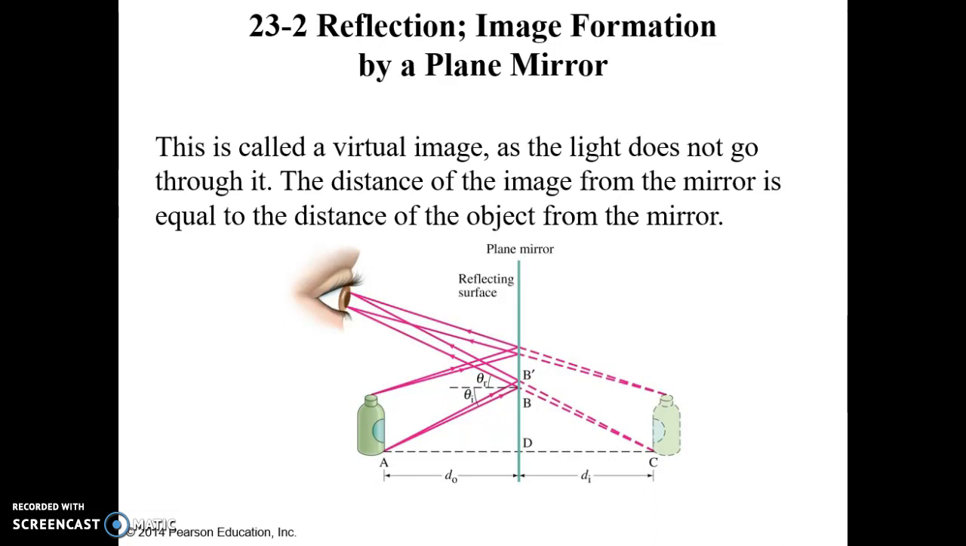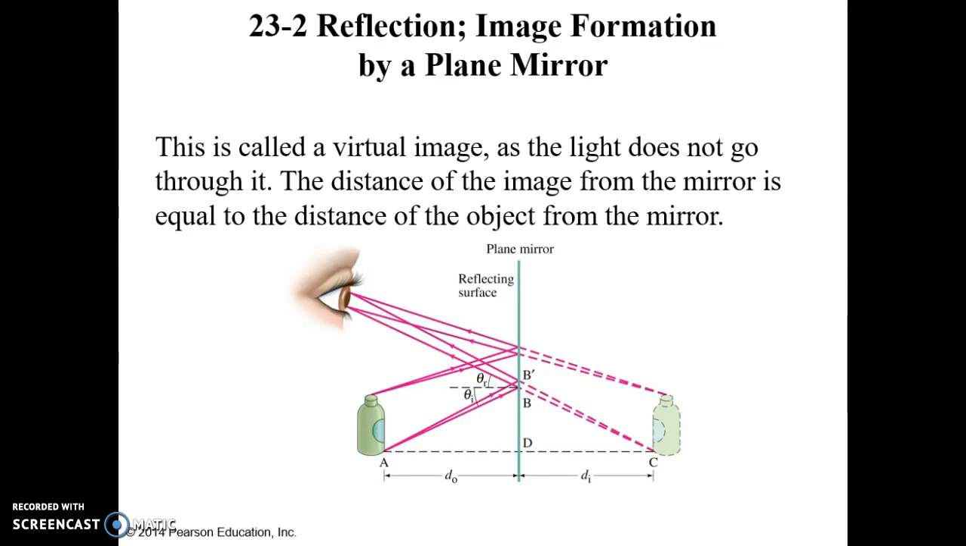The light rays do not actually pass through the image location itself and would not appear on paper or film at the location of the image. Therefore, it is called a virtual image. This is to distinguish it from a real image, in which light does pass through the image and therefore could appear on film or an electronic sensor placed at the image position.